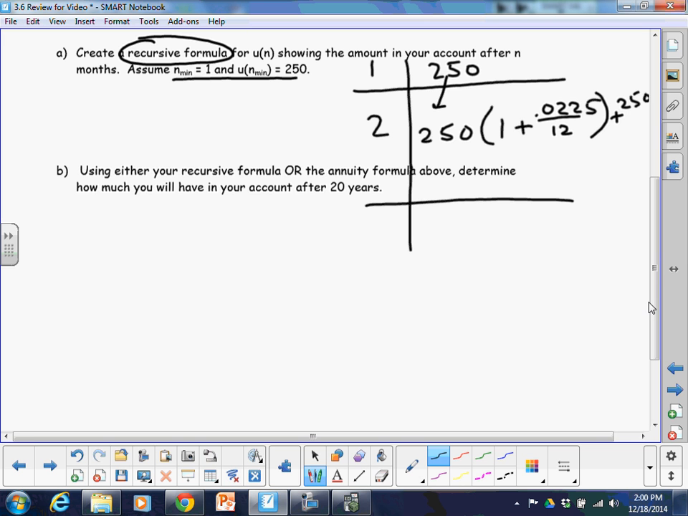So let's calculate that real quick. 250 times the 1 plus 0.0225 over 12, and then add another 250. And for that one, I got around $500.47 when I round it.